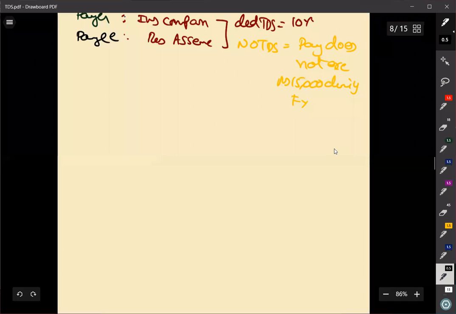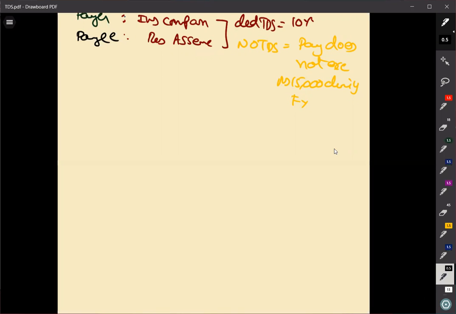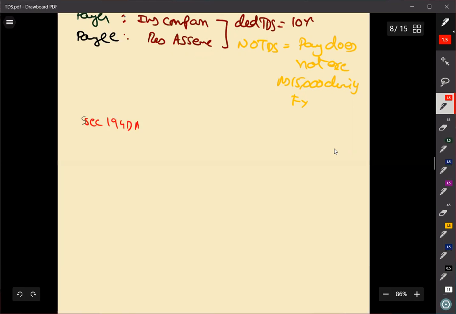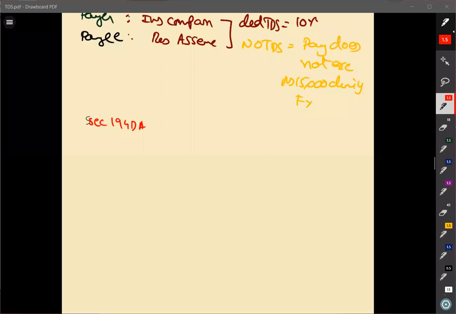So as we have done till 194D, today let us start discussing with something called as DA, section 194DA. So the next section is going to be section 194DA. So what is this? Let us focus on what is 194DA and what is the provision regarding 194DA.